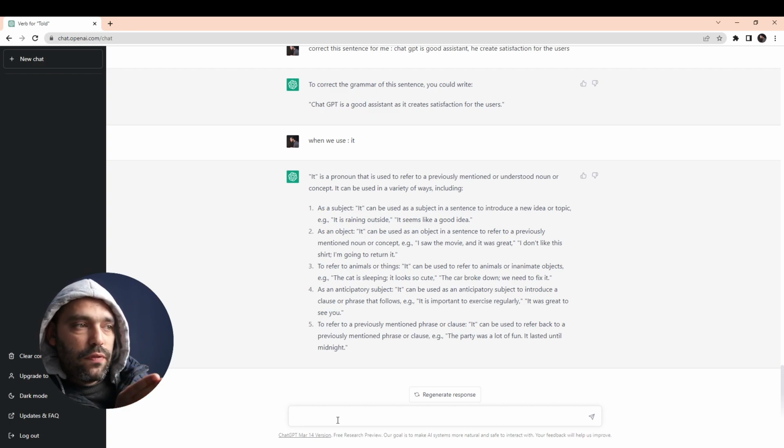Third, to refer to animals or things. It can be used to refer to animals or inanimate objects. For example, the cat is sleeping. It looks so cute. The car broke down. We need to fix it.